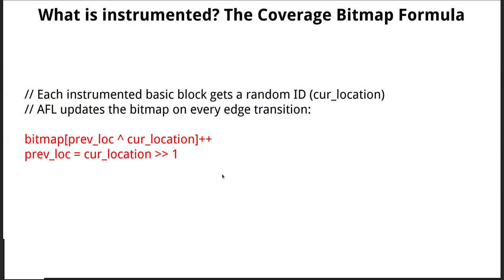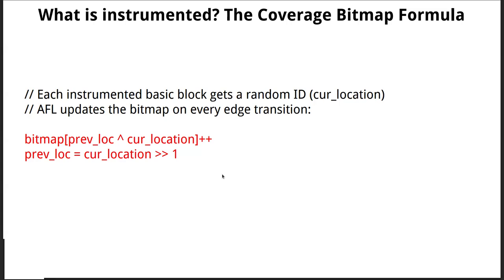Then when one basic block goes to a different basic block, that is an edge, right? So what it does is use the previous basic block's ID to do an exclusive OR with the current block's ID. The previous basic block ID is actually shifted, and I will talk about this later. Then we indicate in the bitmap that the edge has been used.